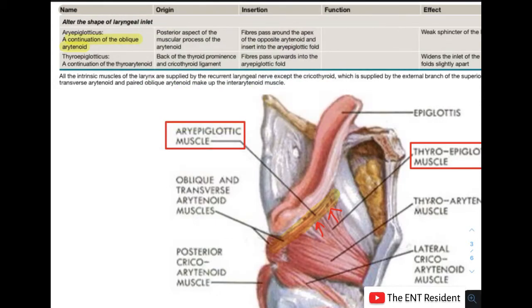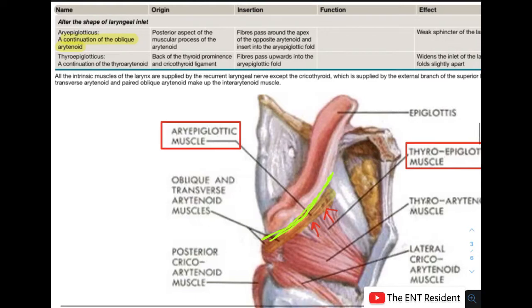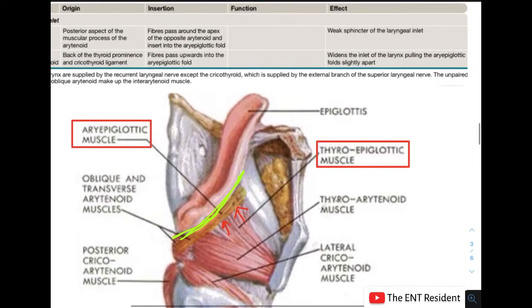So this muscle takes its origin from the posterior aspect of the muscular process of the arytenoid. They pass through the apex of the opposite arytenoid and insert into the AE folds. See, these are the AE folds. And the effect of this muscle is that it is a weak sphincter of the laryngeal inlet.